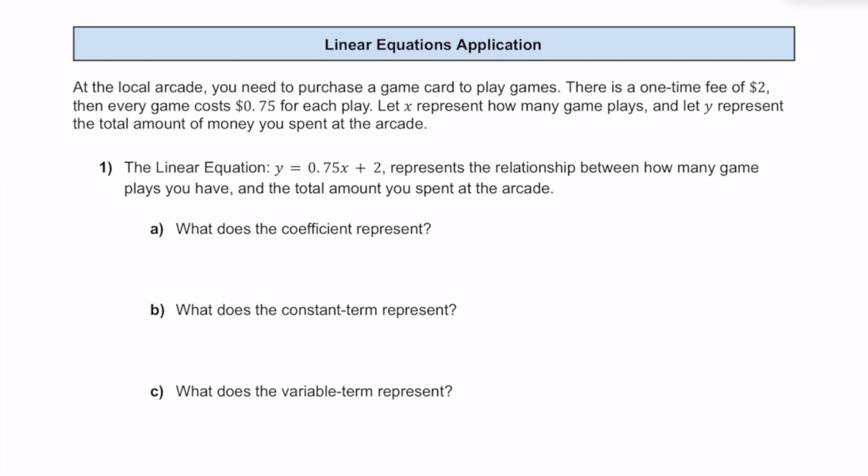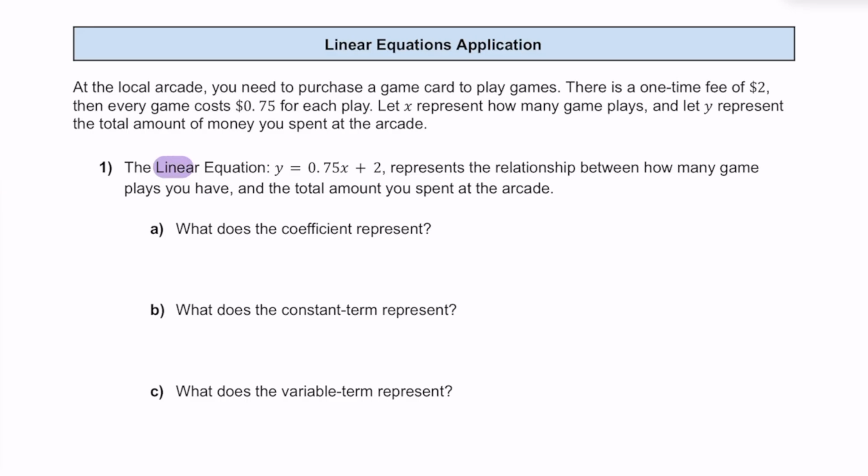At the local arcade, you need to purchase a game card to play games. There's a one-time fee of $2 to get that card, and then every game that you play is going to cost 75 cents each time. So we're going to go ahead and let X represent how many gameplays there are, and let Y represent the total amount of money that you spent at the arcade.